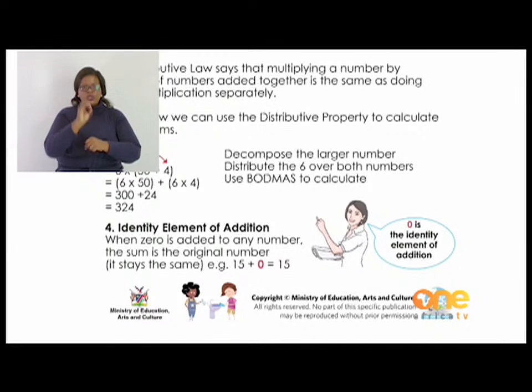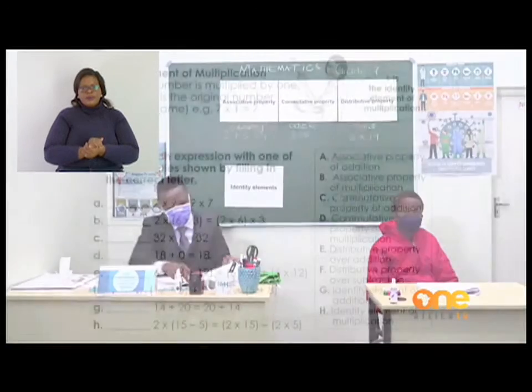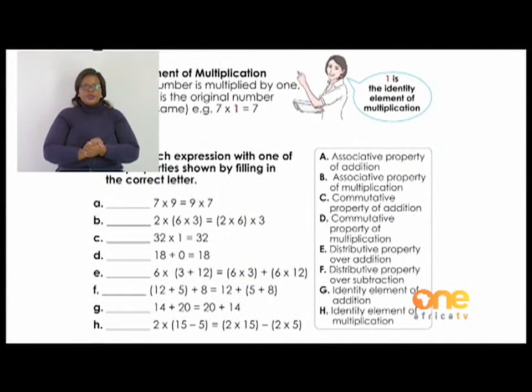To explain below number 4, when 0 is added to a number, the sum is the original number. It stays the same. For example, 15 plus 0 gives you 15. 0 added to a number, you get that number. Moving to page 14. We continue with the identity elements, but this time it is for multiplication.